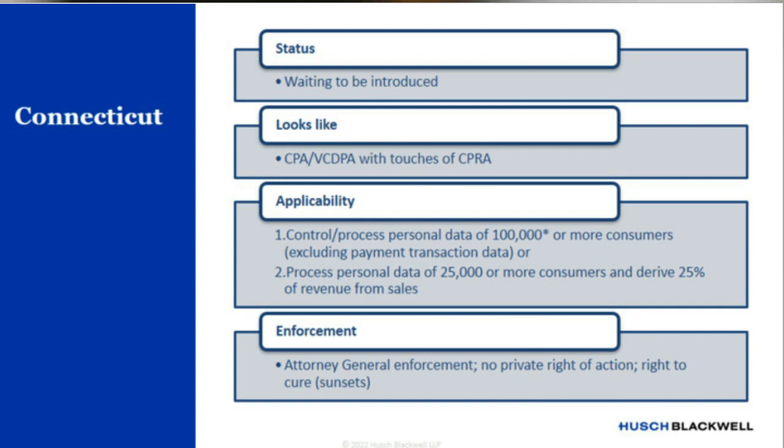What does it look like? It's the CPA, the Colorado-Virginia model, with touches of CPA, and I can tease those out in the next slide. The applicability looks very much like Virginia. I had the 100,000 there with an asterisk because that might move to 65,000 or something around those lines. The thought process is, Colorado has 5.75 million people and Connecticut has 3.5 million, so doesn't the 100,000 have to adjust if Connecticut has 62% of the population of Colorado? An interesting concept, but we'll see what the final bill looks like. We did a podcast with Senator Maroney as well, worth mentioning if you're interested in his take on it.